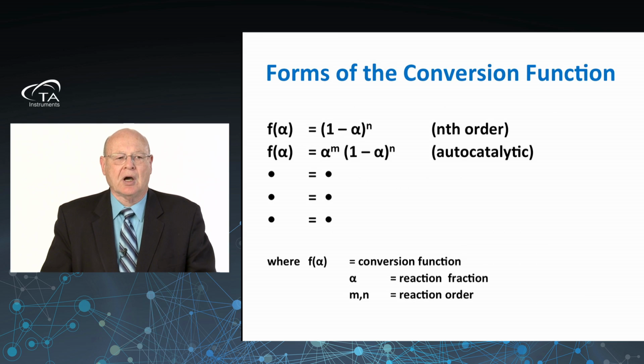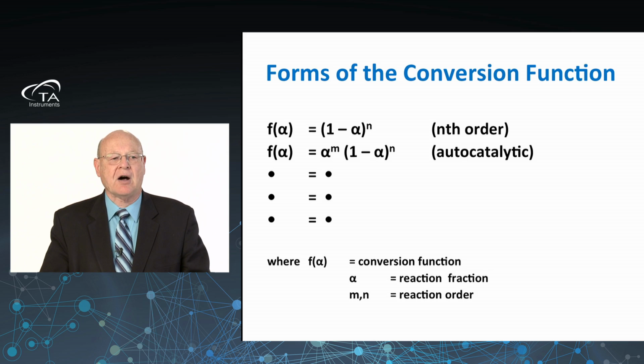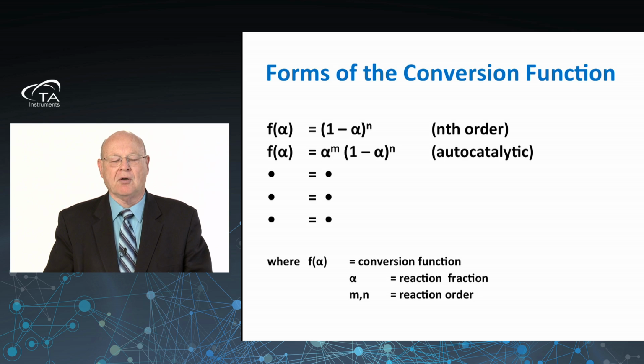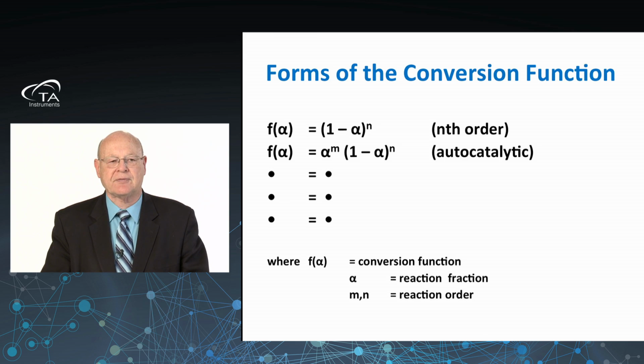Now, the conversion function, this function f of alpha, has a variety of forms. The most commonly encountered form is called nth order reaction, in which the reaction is just proportional to the amount of the reactants left to react. There is another form called the autocatalytic or accelerating reaction, sometimes called the Sestak-Berggren equation, in which there is another term added, in this case the amount to react raised to another power, in this case m.